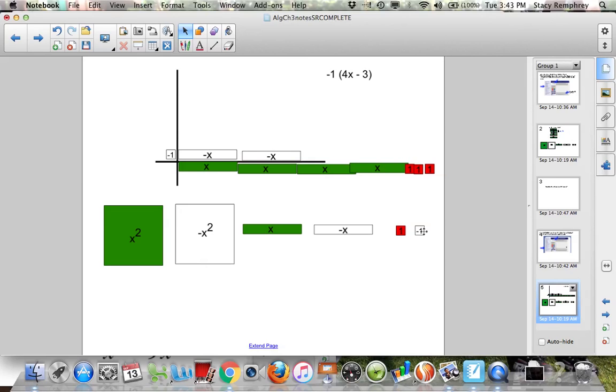And then the 1 times negative 1 would give you, I'm sorry, these are 3 negatives. Negative 1, so it was 4x minus 3. So I have 4 negative x's and 3 positive ones, because a negative 1 times a negative 1 gives me an area of positive 1, positive 1, positive 1. So my answer would be negative 4x plus 3.